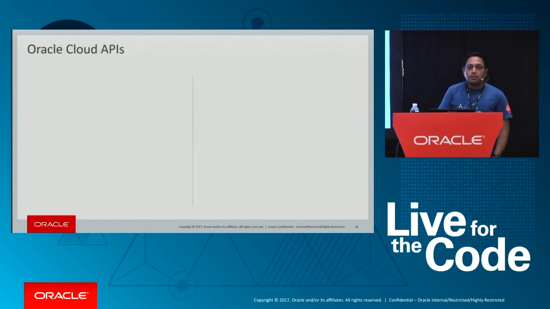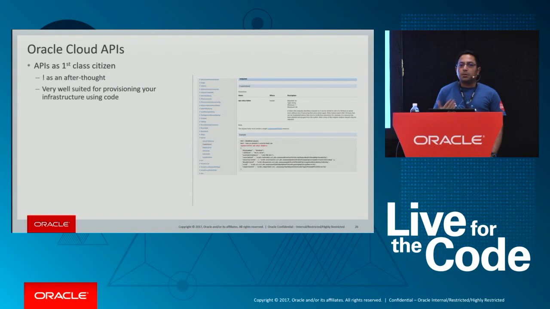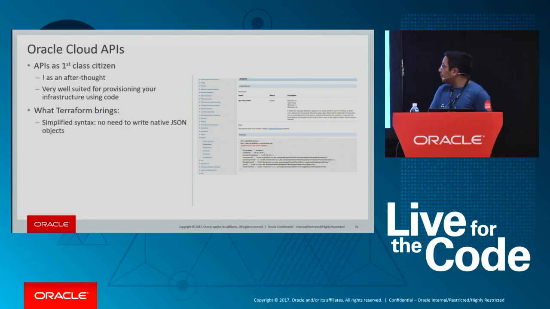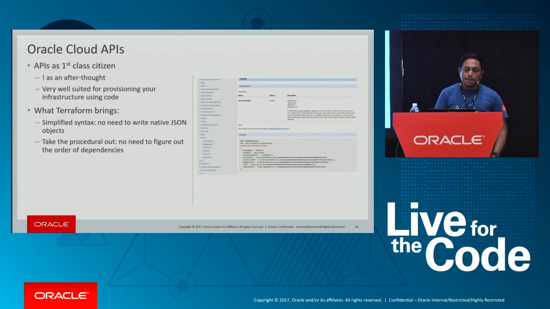So the Oracle Cloud is pretty much API driven. So API is a first-class citizen there. It's not designed as an afterthought. So that makes it very well suited for provisioning your infrastructure using code. What Terraform brings to the table is that it simplifies the syntax to provision your infrastructure. So you don't need to write the native JSON objects and pass them to the REST endpoints, right?